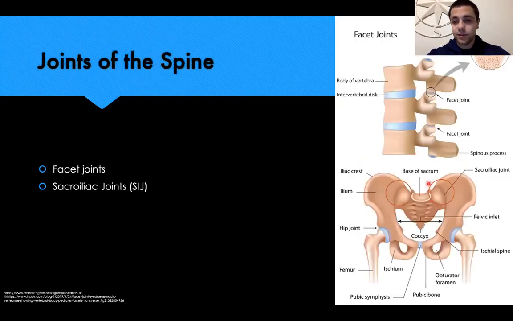I'm gonna move ahead here for a second. So where I'm hovering my cursor right now is the superior articulating facet of this vertebrae here. And that facet is articulating with the inferior articulating facet of the vertebrae directly above it. Okay.